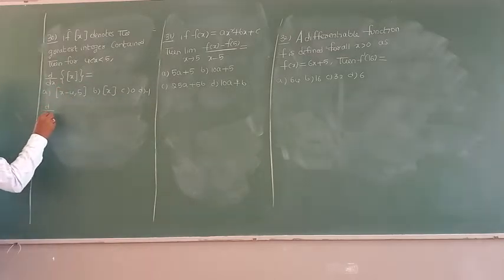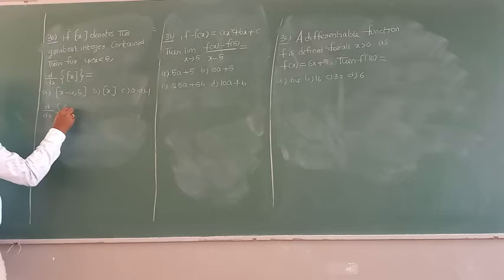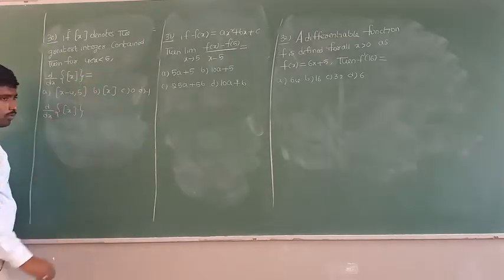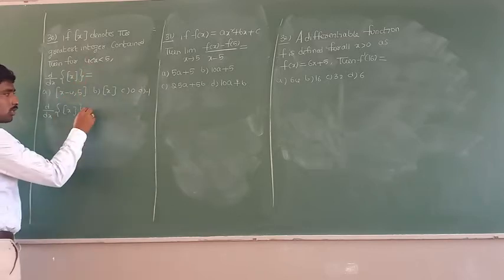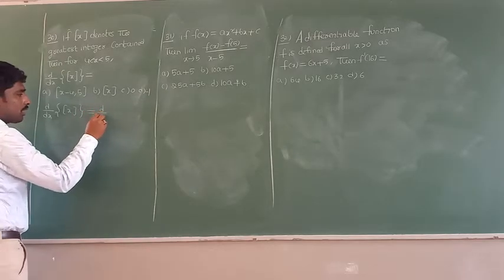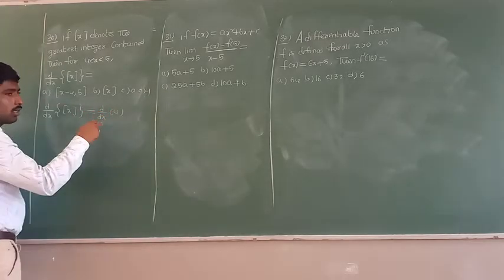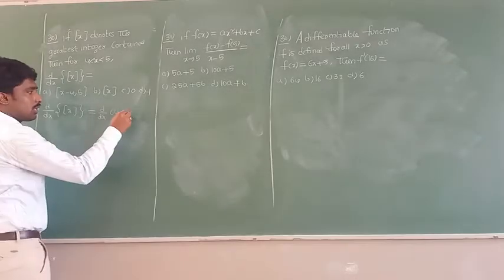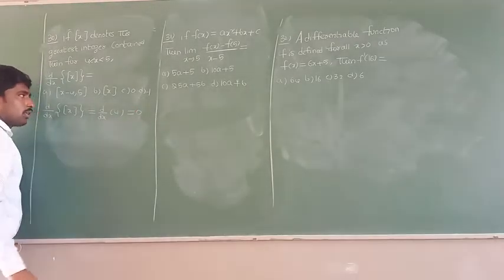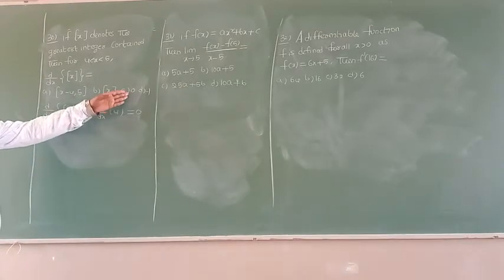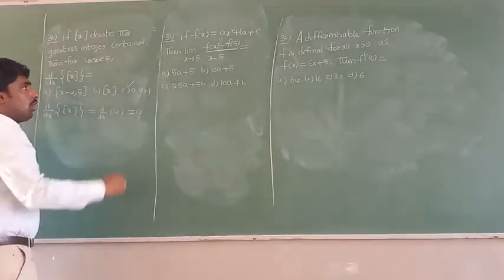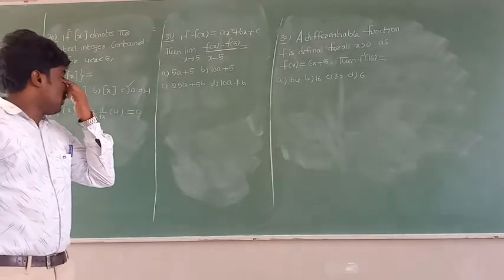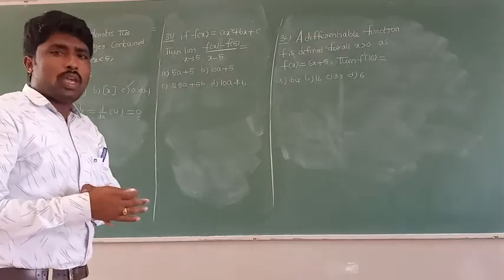So what will you get for d by dx of the greatest integer of x? This x value lies between 4 and 5, and between 4 and 5 the step value is 4 only. So can I write this like d by dx of 4? Differentiation of a constant, what will you get here? 0. Then, which option is the correct answer? Option C is the correct answer. Is it clear, everybody?